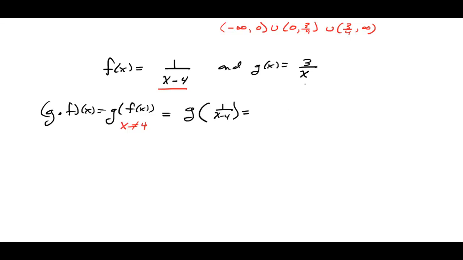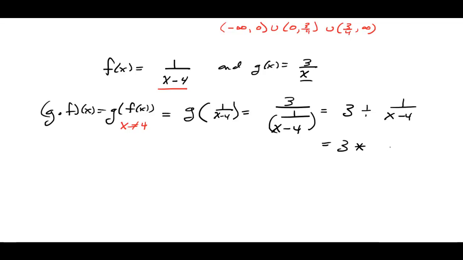This will now be plugged in everywhere I see an x in g. I'm going to plug in 1 all over x minus 4. And notice now I have 3 divided by 1 all over x minus 4, which is the same thing as 3 times x minus 4 all over 1. This is in a set of parentheses, even though we don't see them. So this will give me 3x minus 12. This is a linear polynomial, so its domain will always be negative infinity to positive infinity.